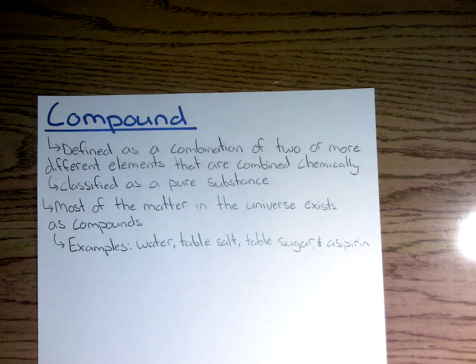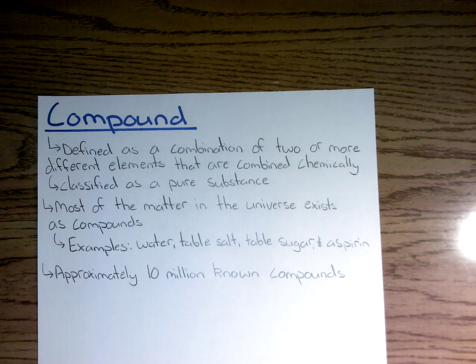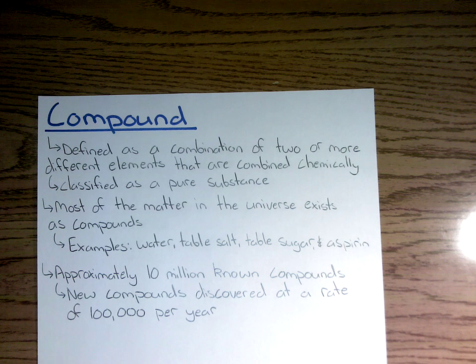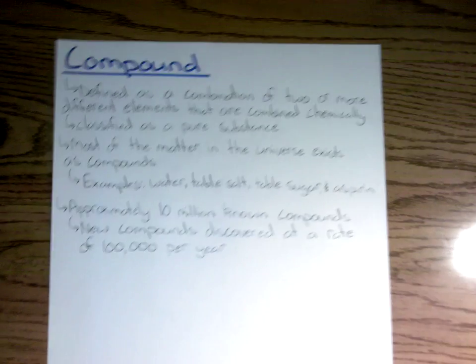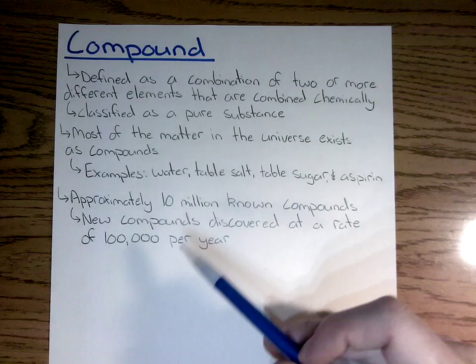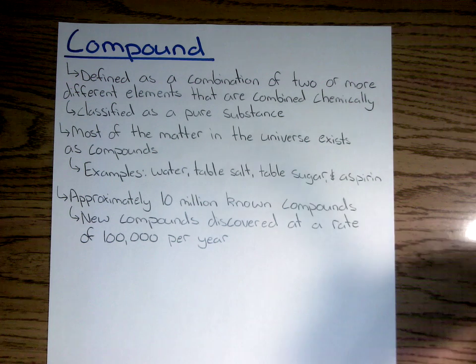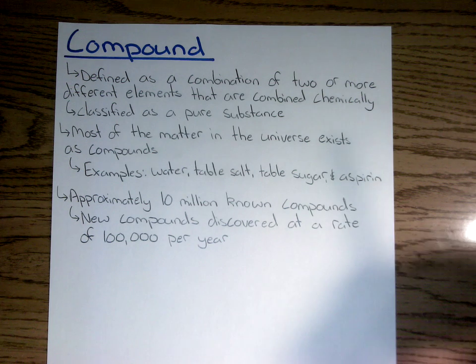Now, just to give you an idea, there's approximately 10 million known compounds, and new compounds are discovered at approximately a rate of about 100,000 per year. Now, as technology increases and we get better and better products out there, we are able to increase the amount of compounds that we can discover each year.